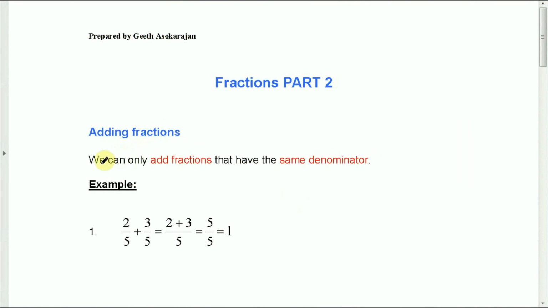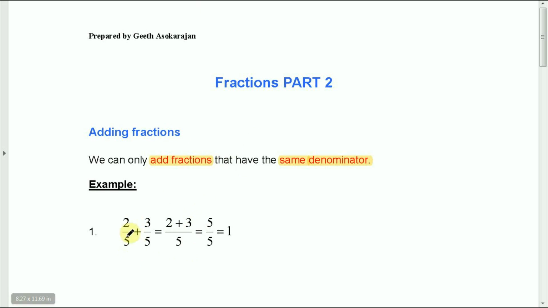Right, adding fractions. Now, very important, we can only add fractions that have the same denominator. So remember from the last lesson, the denominator is the bottom part of the fraction. So they must have the same denominator for us to add the fractions. Okay, so very important when it comes to adding or even subtracting.